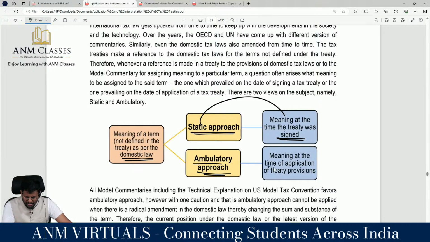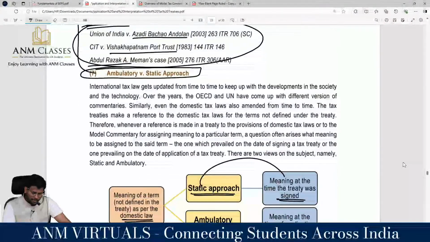Ambulatory approach means the meaning at the time of application of the treaty. Whatever meaning the term has today when applying, use that to interpret. That is all there is. Are you really with me?